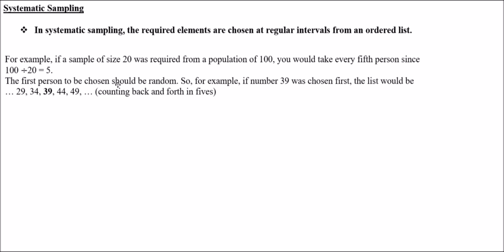But really important, the first person needs to be chosen at random. So you can't just say, well, I'll pick number 5, then number 10, then number 15. You need to pick a number at random. So we could use that random integer generator on the calculator I showed you earlier.